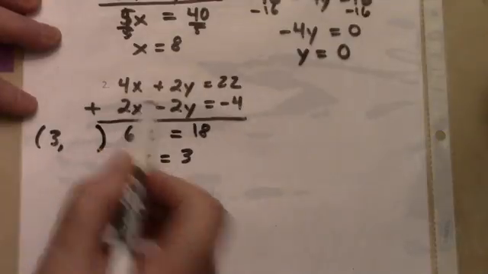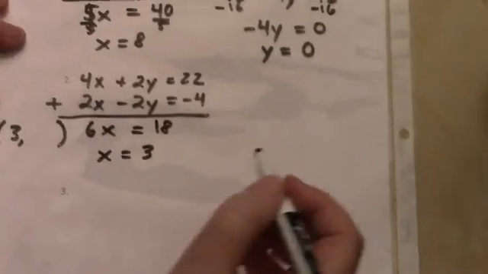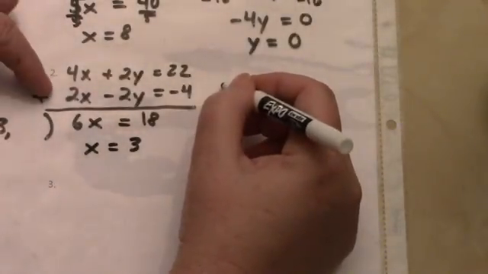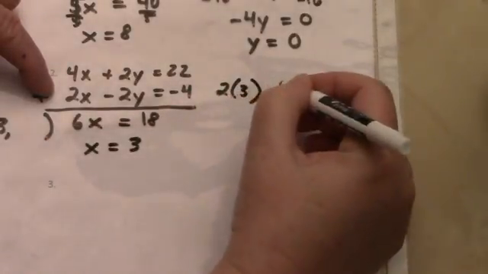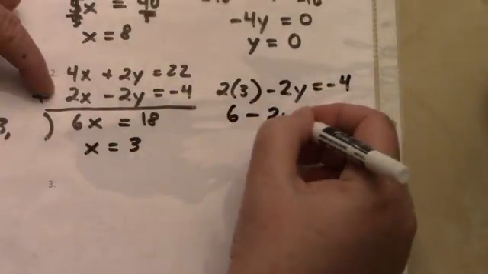Now I'm going to put that into one of the equations. Let's use this one because it has smaller numbers. It doesn't matter which one you use. You can choose. So now it's going to be 2, but instead of x, I'm going to put my 3 in there. Minus 2y equals negative 4. 2 times 3 is 6.